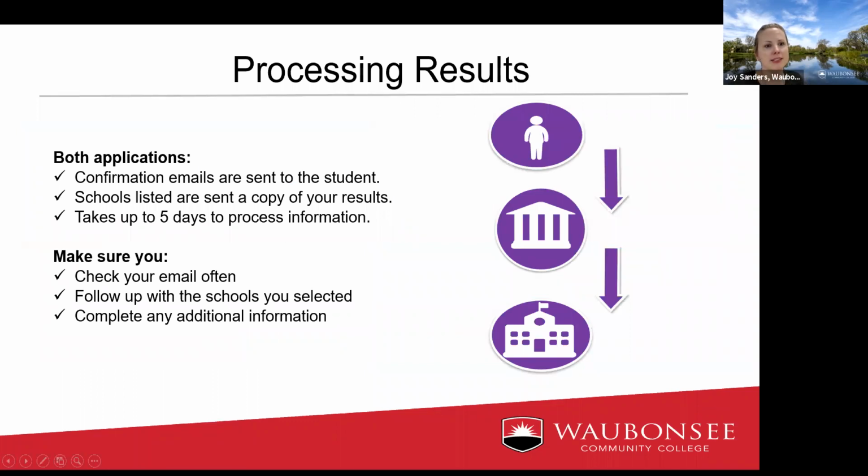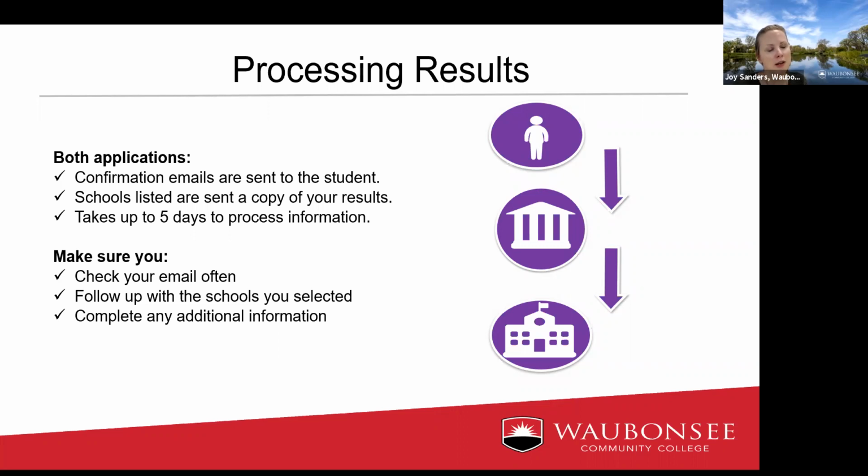As far as the processing results, for both applications, once you submit those, you'll get an email confirmation sent to you that it has been submitted. The schools that you list on those forms are sent a copy of your results, so you can list multiple institutions. We all have our own identification number to put on there. So whatever institutions you're considering, please be sure to add those to the forms so that we all get that information. It does take up to 5 days to process everything.